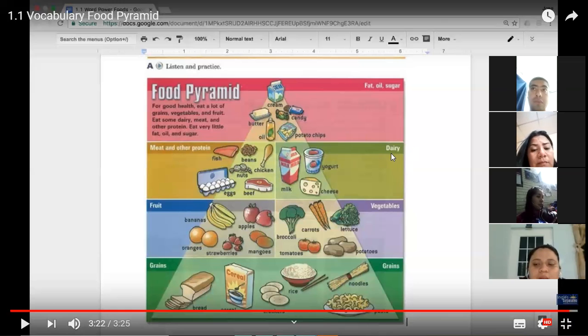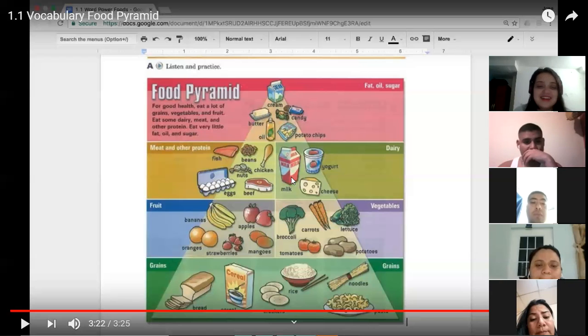Okay. Dairy. Dairy means lácteos. Yogurt. Milk. Cheese. Question? Guess no. Frijoles. Yeah. All right.